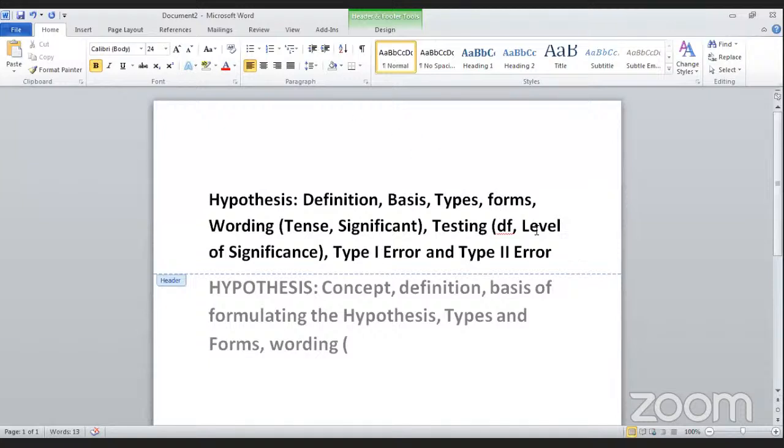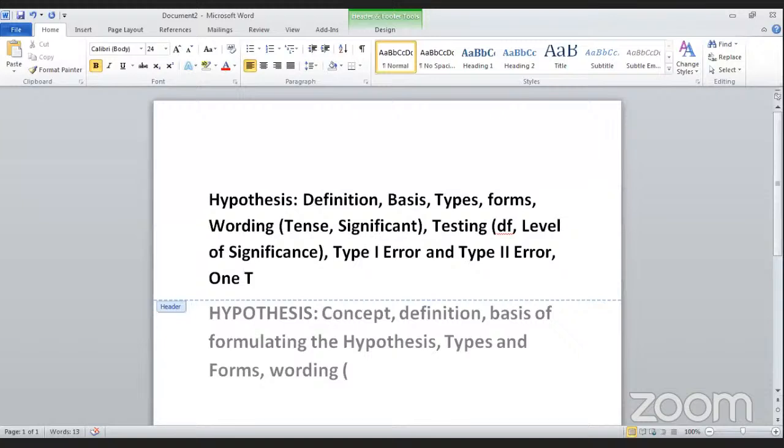Once we understand that, then I will also tell you about the one-tailed test and the two-tailed test. This is what I propose to complete under the hypothesis. Some portion I will take today and some portion I will take tomorrow.